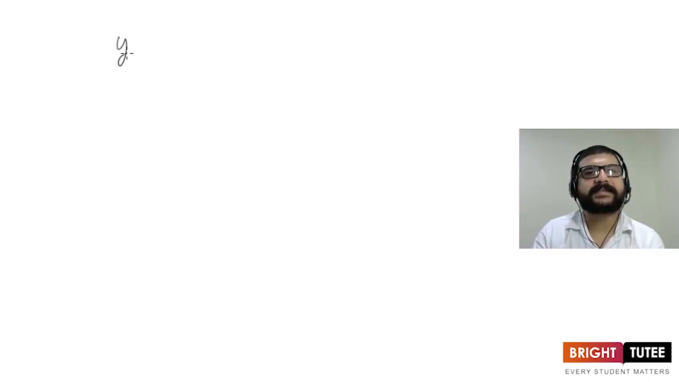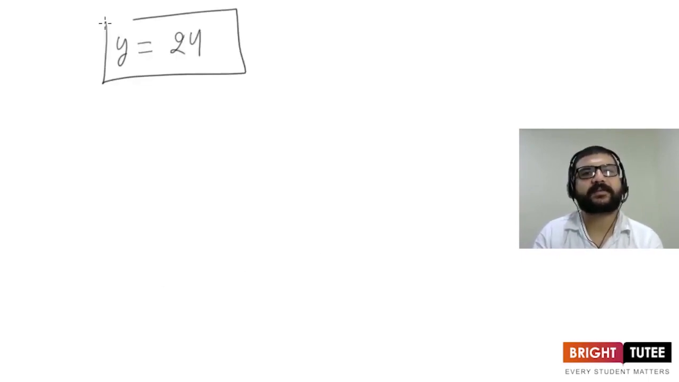Now let's take y is equal to 24. So the solution is given as y is equal to 24. Now we have to form an equation whose solution is y is equal to 24. So let's do one thing. Let's multiply both the sides with 2. So we will get 2y is equal to 48. This is one of the equations whose solution is y is equal to 24.